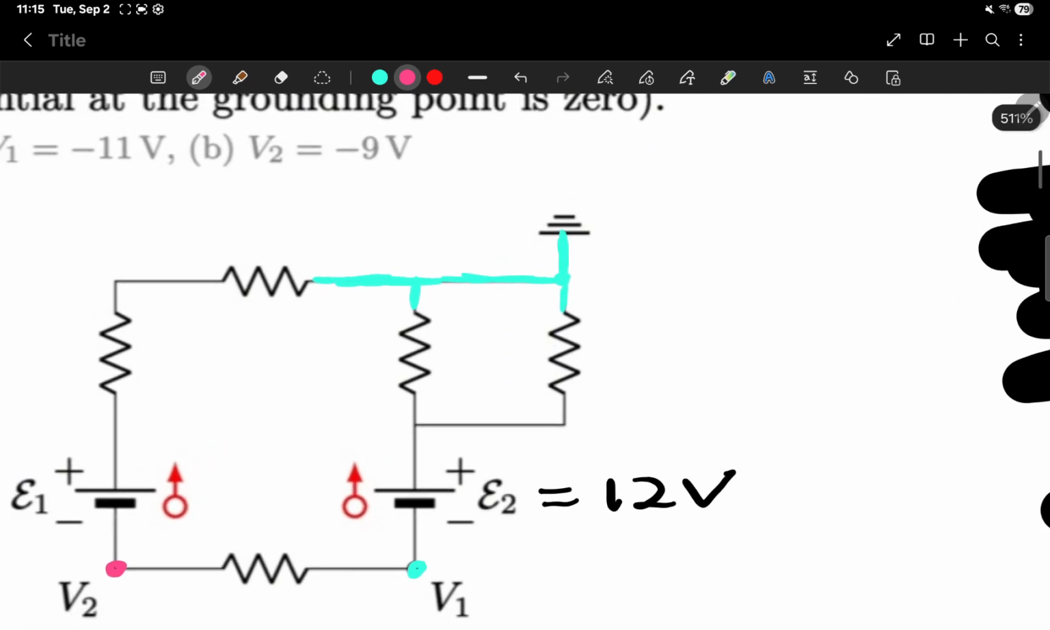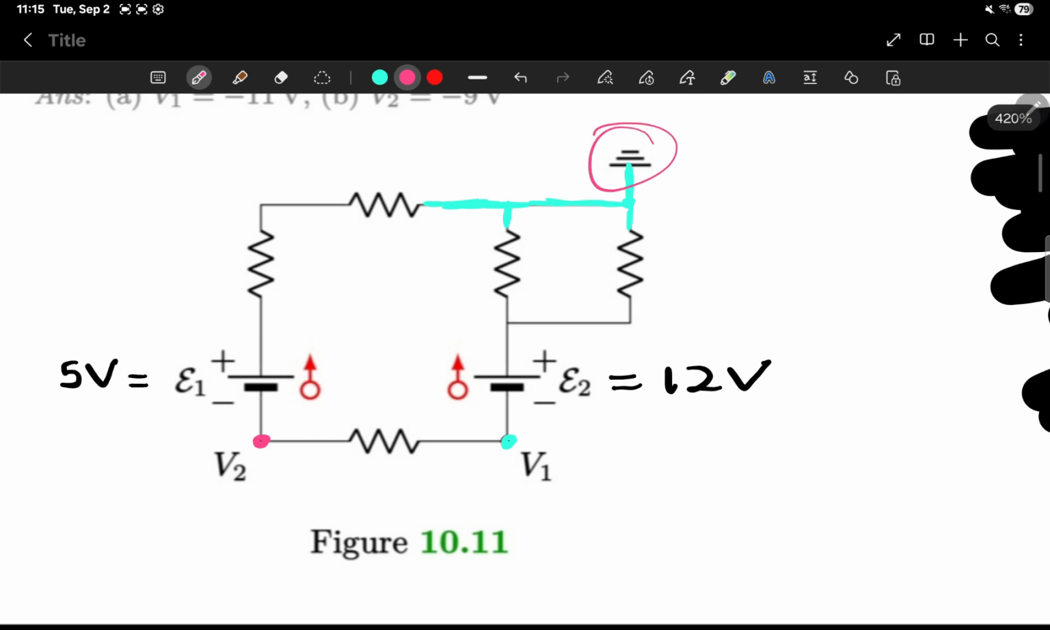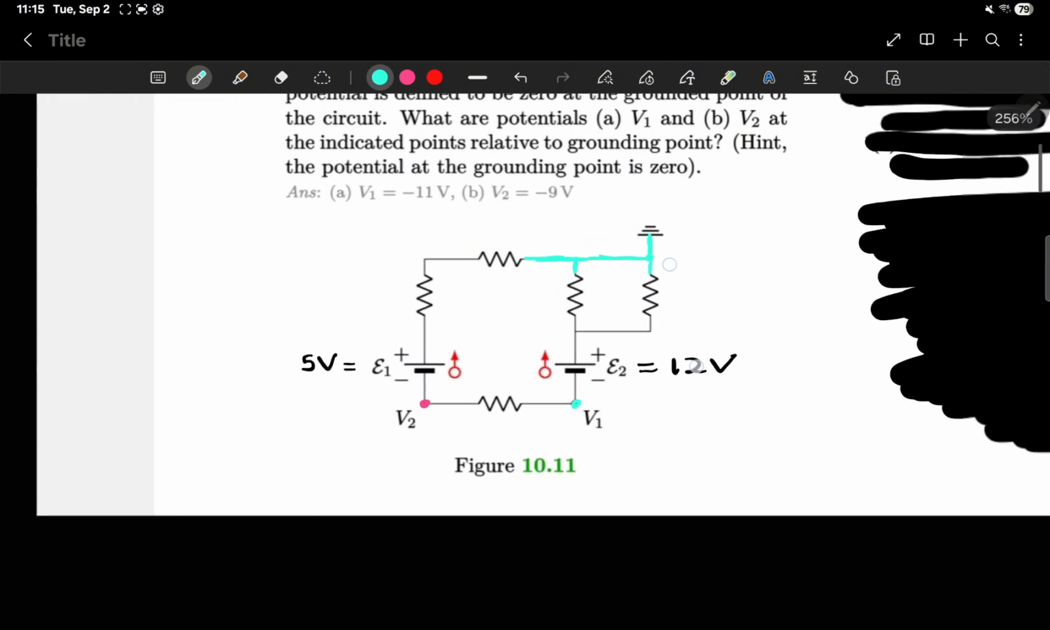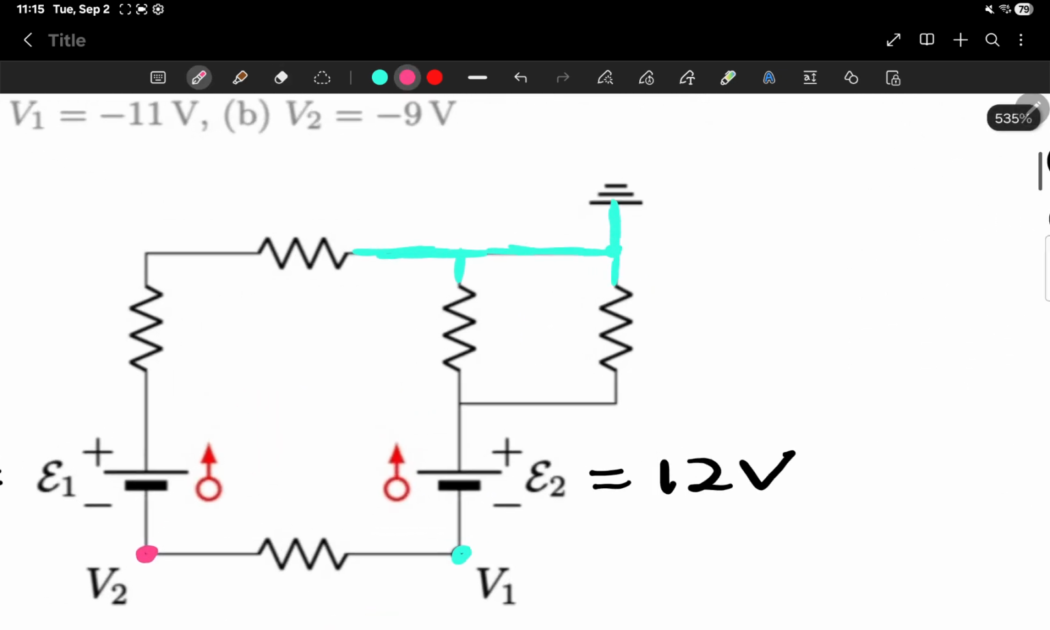So I know we went slightly off the question, but that's just the theory behind what the ground is. Now, to actually find the potentials at each of those points, what I have to do first is to kind of make the circuit simpler. I have to condense it down.